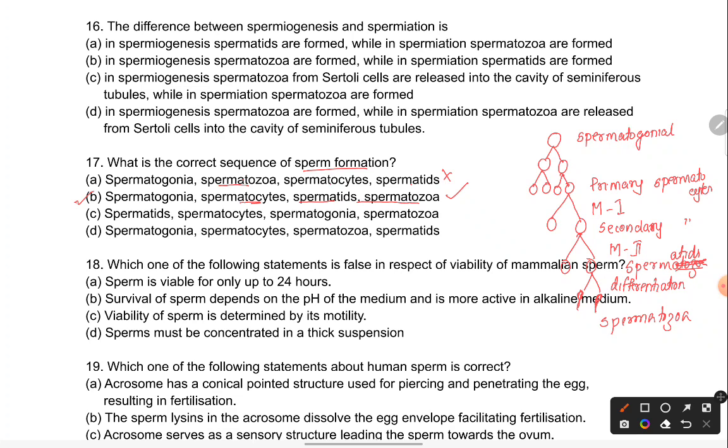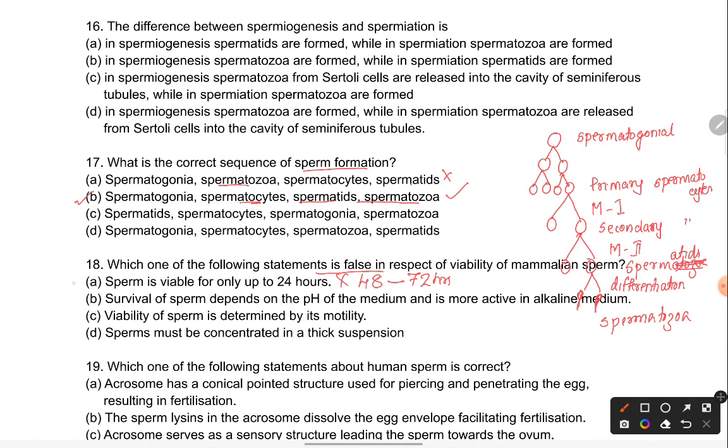Okay, now question number 18. Which one of the following statements is false in respect of viability of mammalian sperm? Read the question thoroughly. Which statement is false? Sperm is viable only up to 24 hours. Is it correct? Do you know? The sperm will be viable for about 48 hours to 72 hours. So this statement is wrong.